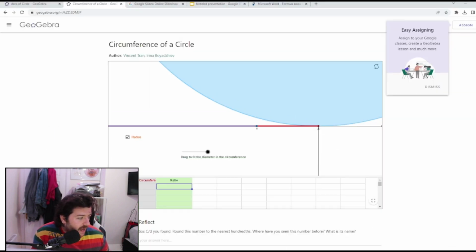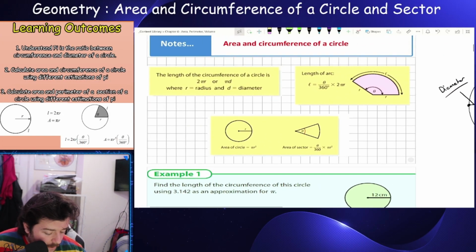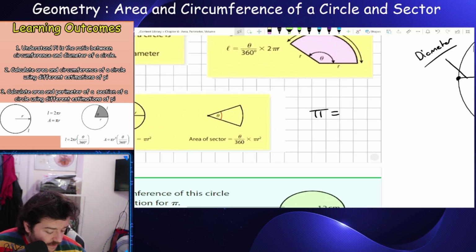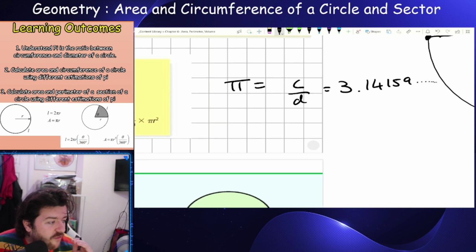So if I go back now to my main page, we can see pi is equal to the circumference divided by the diameter. And as we saw there, it went in 3 times and a little bit. That little bit is 0.14159, blah, blah, blah. It goes on forever and ever. It's called an irrational number because we cannot express it as a fraction, right? So pi is just a special relationship between circumference and diameter.